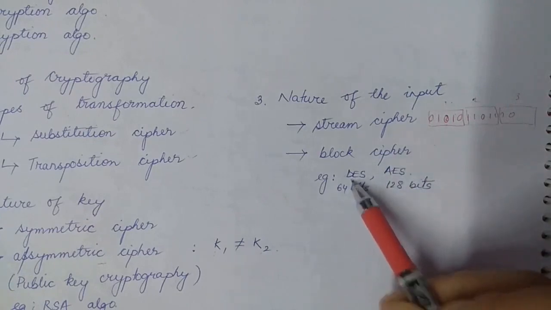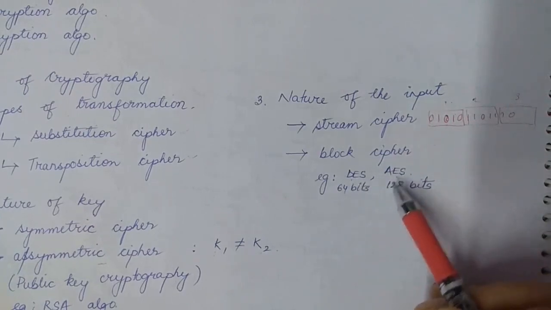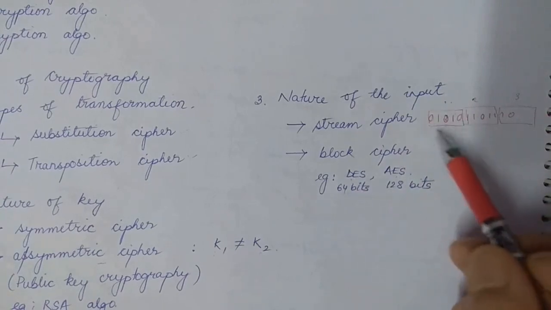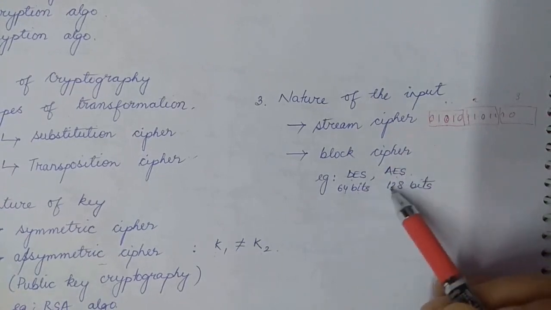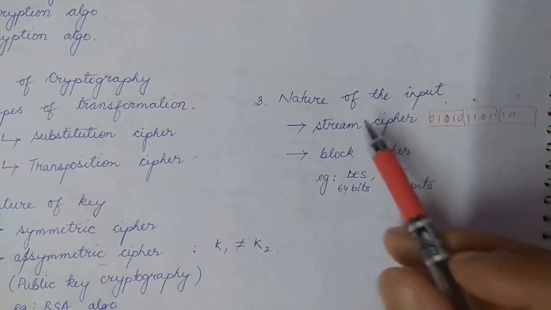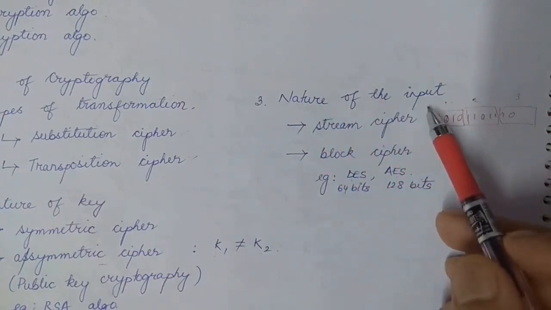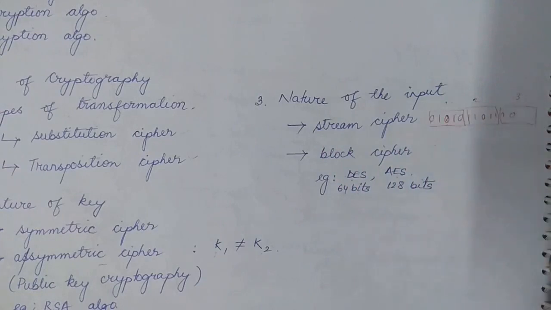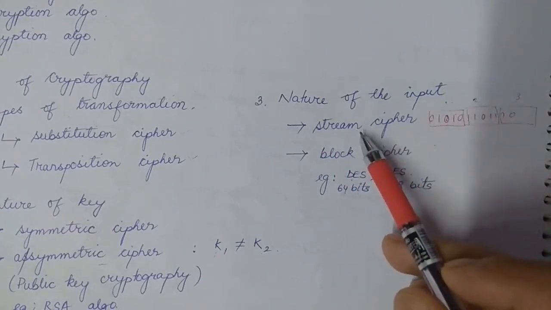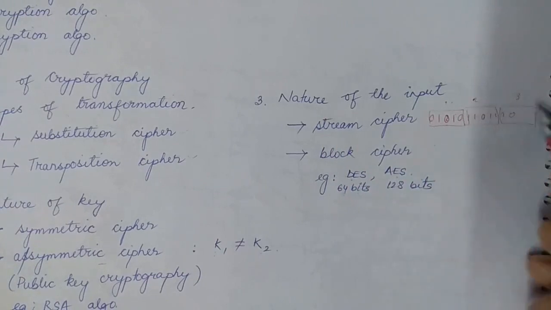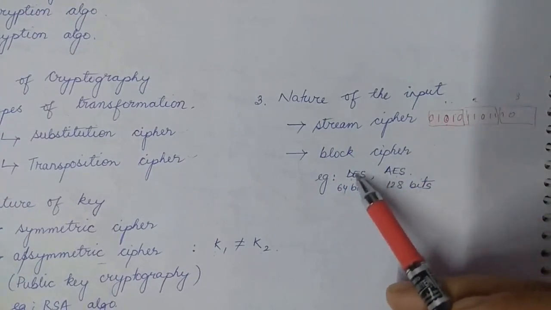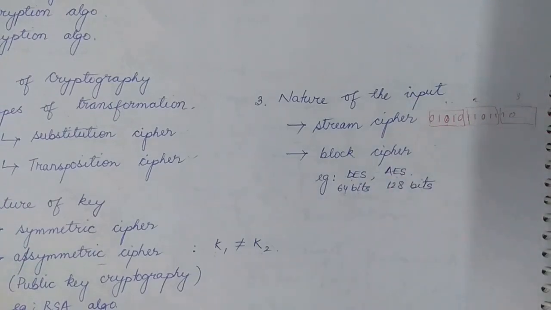For example, DES and AES are block cipher algorithms. In the DES algorithm, the number of bits in one block is 64 bits, and the number of bits in AES is 128 bits. So based on the nature of the input you are supplying, if you are supplying a continuous binary stream, then it is a stream cipher. If you are not providing a continuous binary stream, and you supply it block-wise, then it is called a block cipher. The common examples are the DES and AES algorithms. Both algorithms will be studied later on.